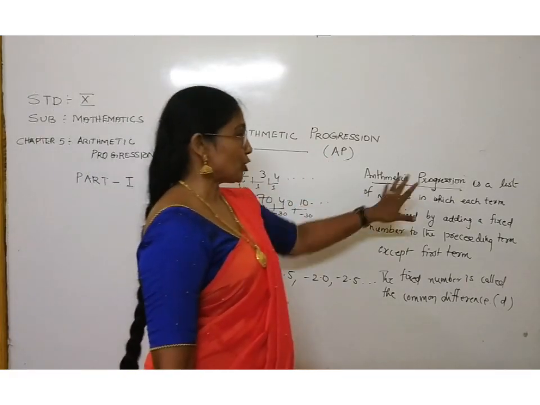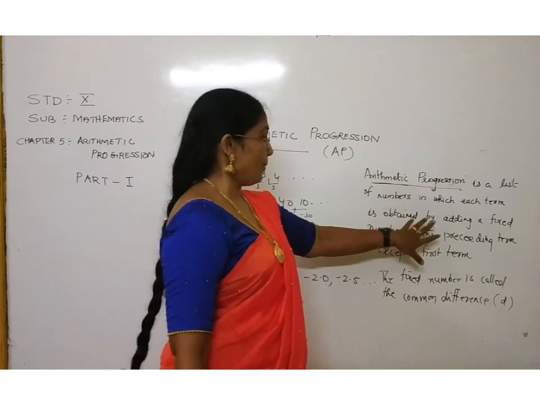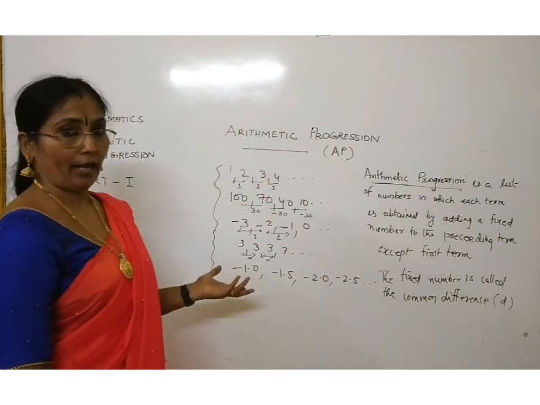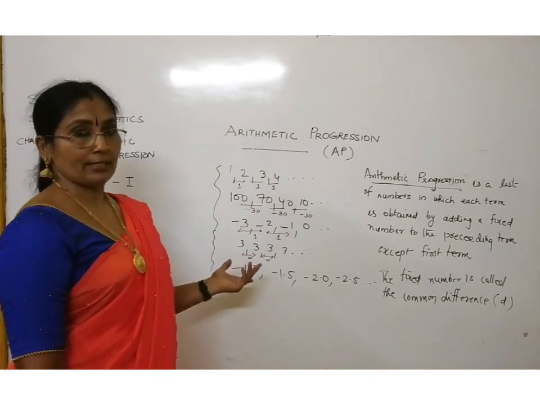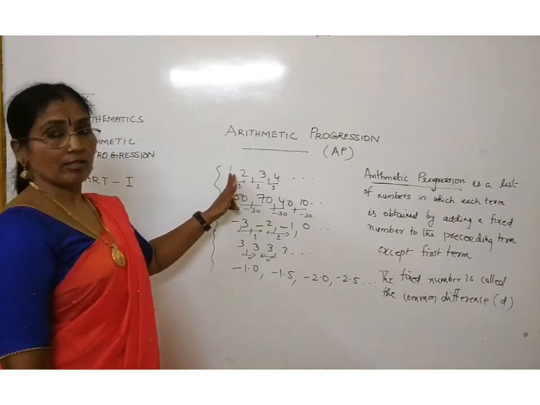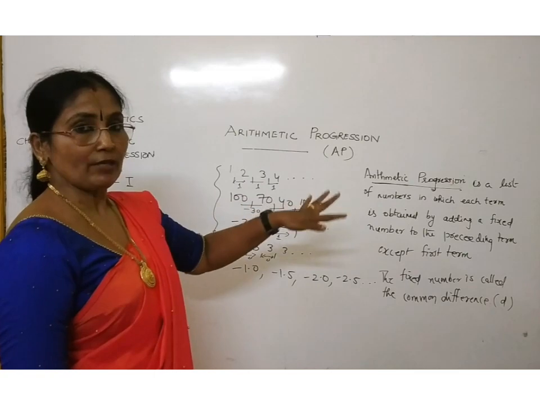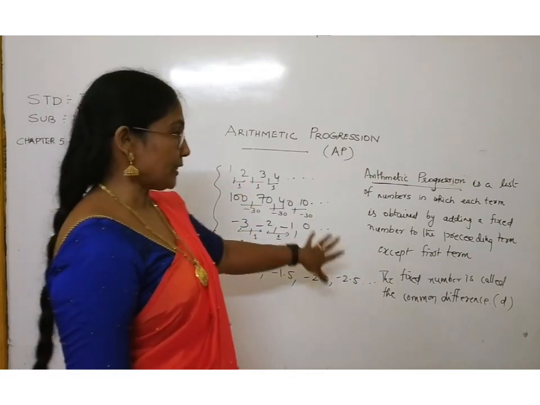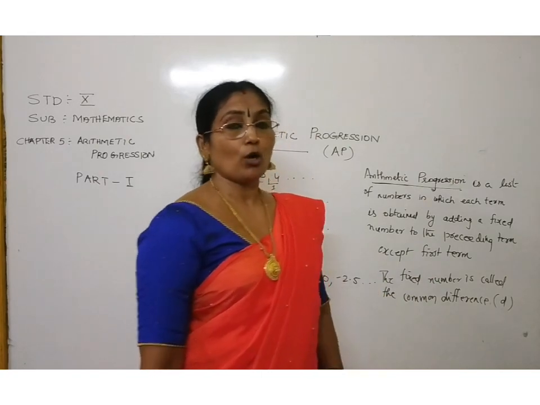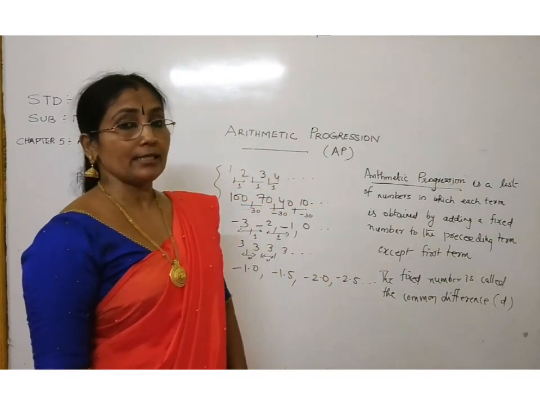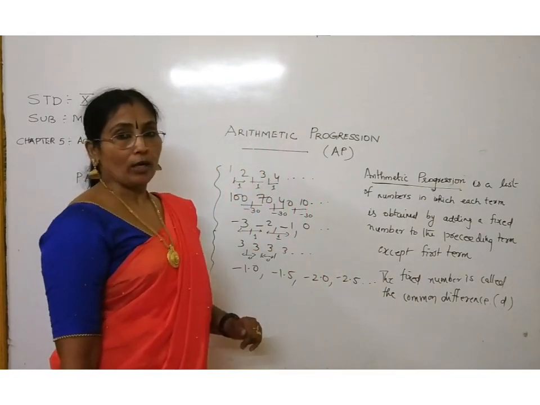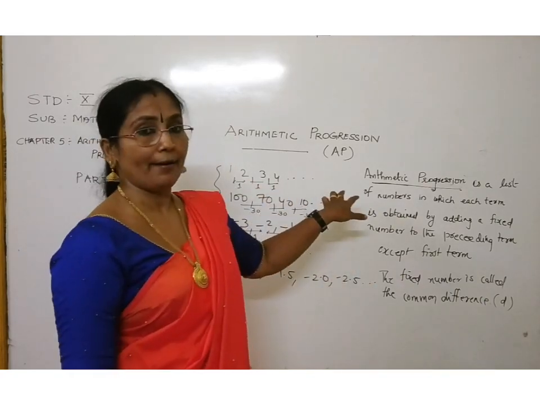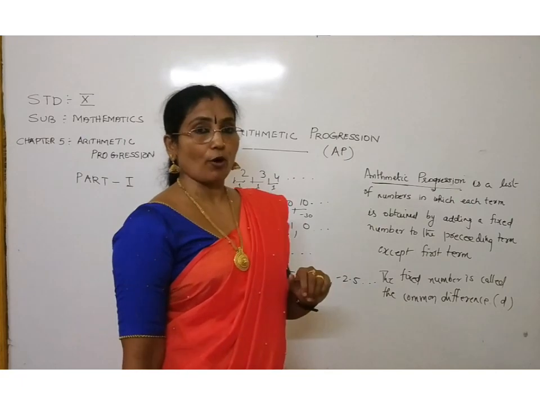That means it is a list of numbers in which each term is obtained by adding a fixed number to the preceding term, except the first term. That means the first term stays as it is. For getting the succeeding numbers, we have to add some fixed number to that. That fixed number is called the common difference, denoted by small d. Okay, common difference. That means the number we add to get the series of numbers.